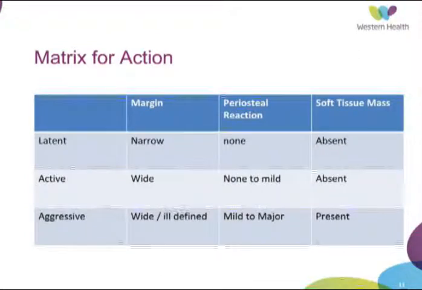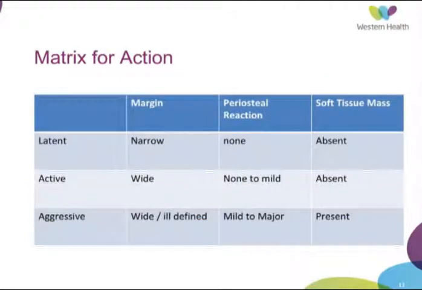So then we come into this matrix of action. This is something that, especially if you want to be a rural orthopedic surgeon and you don't have good pathologists in town, you need to formulate a plan, because you can't send everyone down to St. Vincent's. So you want to try to dichotomize all of these lesions that you're seeing in front of you: are they a latent lesion, an active lesion, or an aggressive lesion? And that's going to determine how quickly you're going to act.